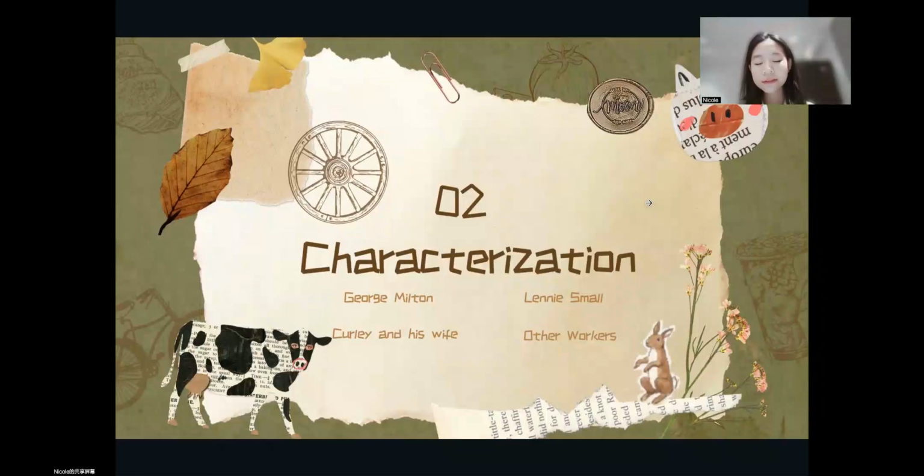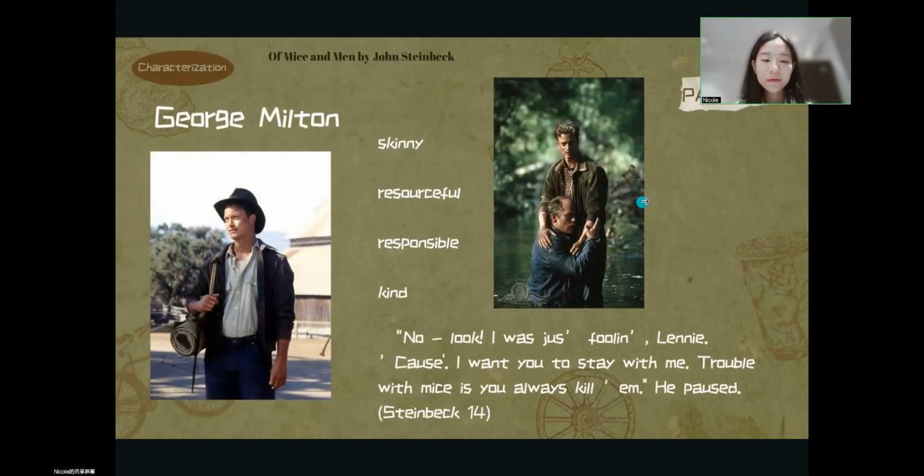And next part, we are going to talk about characterization. The first character we're going to analyze is George Milton. He's the protagonist in the story. He is a skinny and resourceful man, also responsible and kind. He always takes care of his best friend Lenny, prevents him from being hurt and saves him from dangerous situations time to time. He also quite depends on Lenny because friendship at the time is really precious, and Lenny's naivety makes him happy and feel like their dreams can really come true one day.